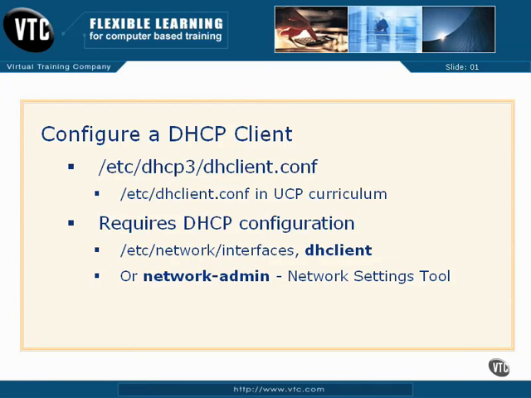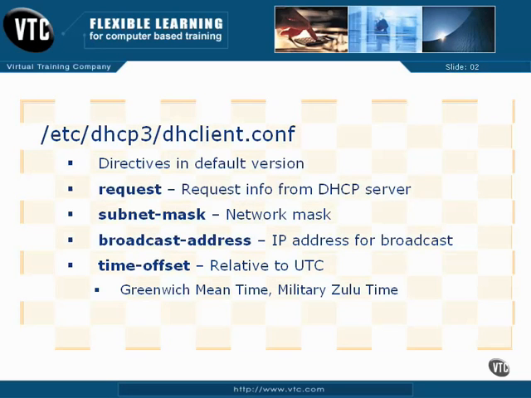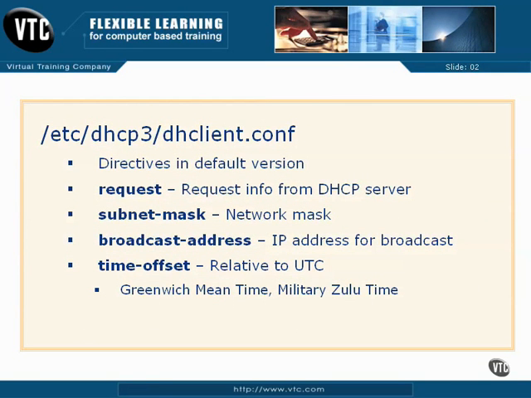Of course, DHCP clients on a network card can be configured through GUI tools such as the network settings tool, which you can open with the network-admin command. As you can see, there are several directives just in the default version of this file. The request directive requests the IP address from the DHCP server. The subnet mask, also known as the network mask, is also requested.